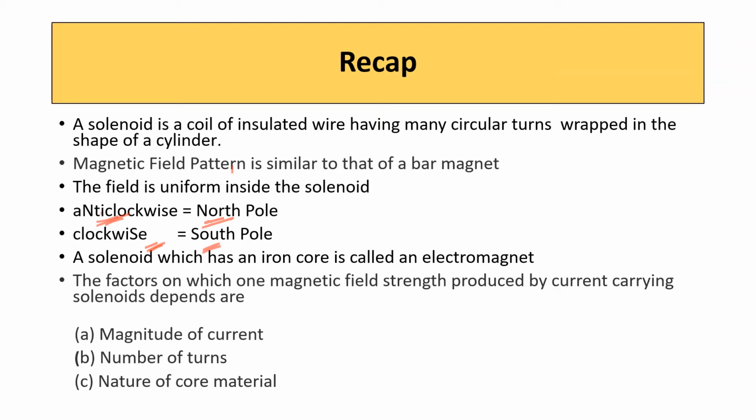The solenoid which has an iron core is called an electromagnet, which is a temporary magnet. You know bar magnet is a permanent magnet, whereas electromagnets are temporary magnets. Only when electric current is passed through the coil, it will become a magnet. And the factors on which the magnetic field strength depends are the magnitude of the current, number of turns and nature of the core of the material.